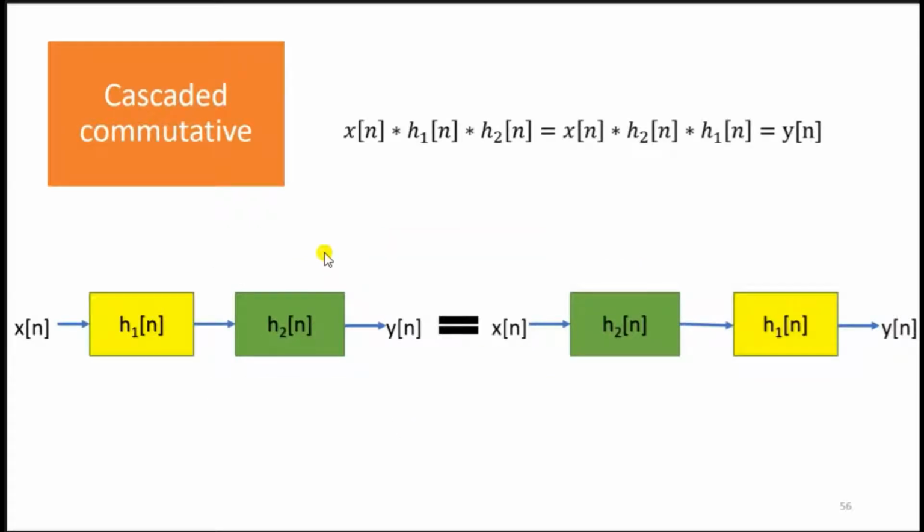Cascaded commutative is when you have several systems, and you can interchange the location of the systems, and it will still yield the same result, the same output.